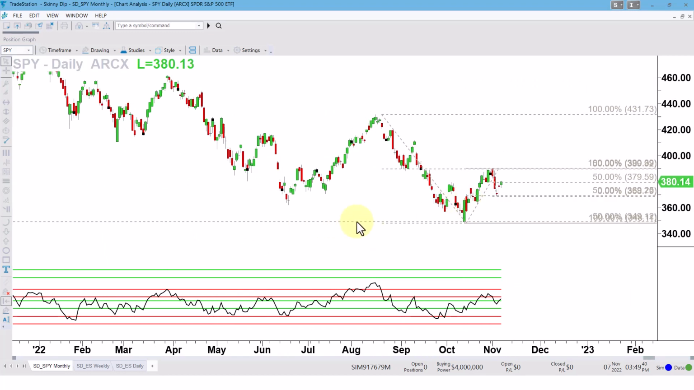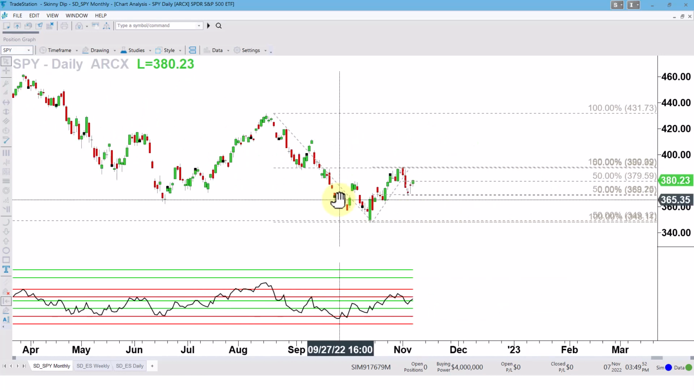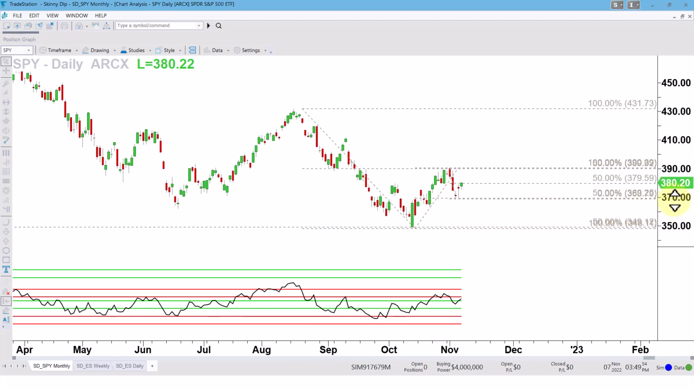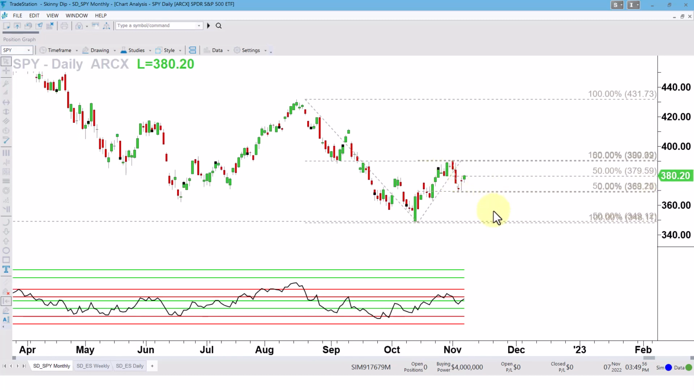We had one level here, 50% retracement on a big monthly chart. Then we had one level here on the weekly. Then we had one level here again in the weekly, and now we have one level here in the daily. So this is all pointing to the market, again, kind of getting ready to do something. It's just not quite there yet.